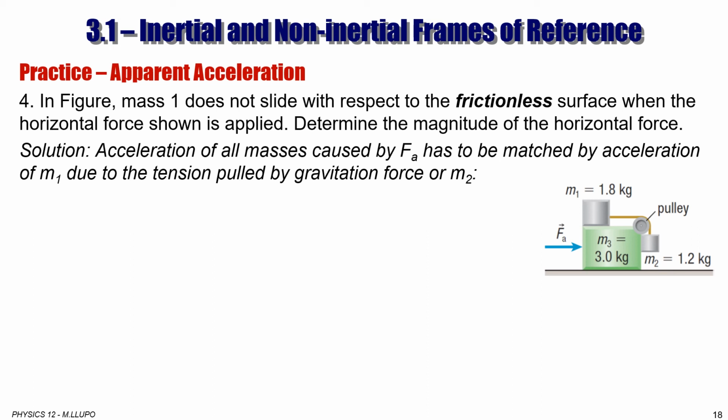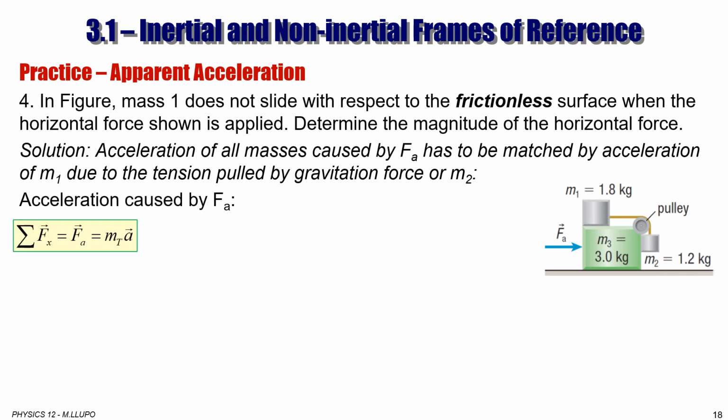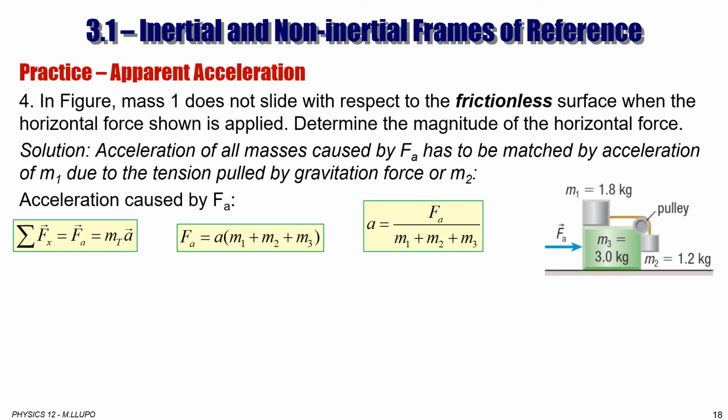This is how we solve the problem. Let's do one at a time. We know the acceleration caused by applied force is equal to the sum of all forces, which is applied force in this case, has to be equal to the total mass of all three times acceleration. From here, we can calculate acceleration, which is Fa divided by all three masses, because they are together. They are pulled or pushed in this case by applied force.